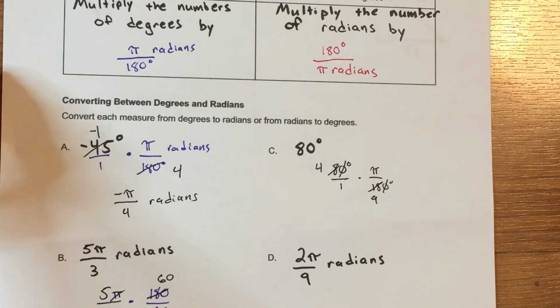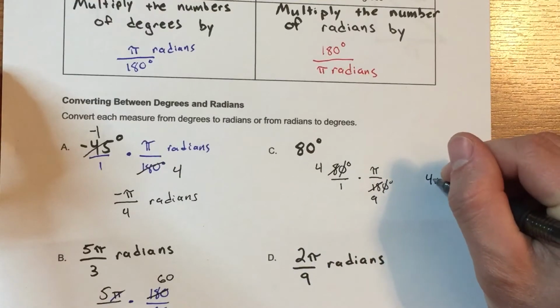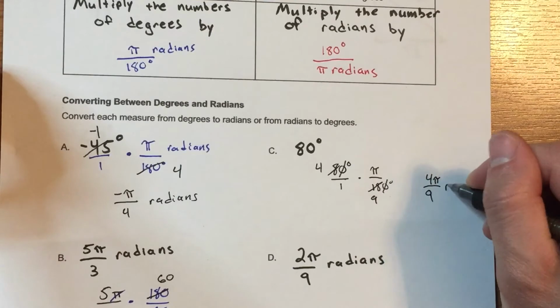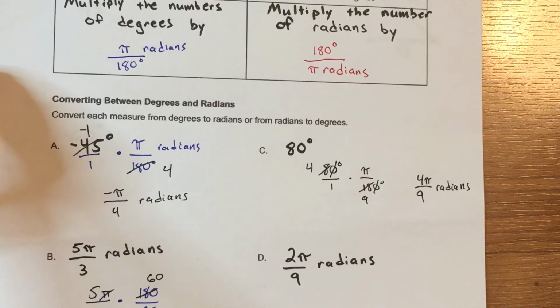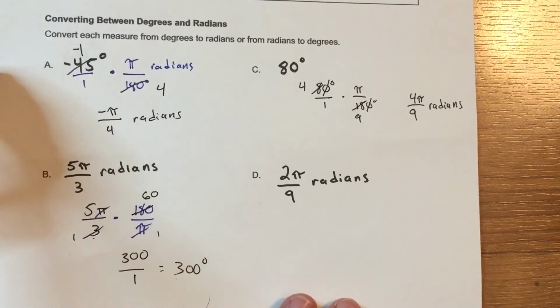Now when we do our multiplying, 4 times pi is 4 pi. 1 times 9 is 9. My conversion is 80 degrees is equal to 4 pi over 9 radians. Next, 2 pi over 9 radians.